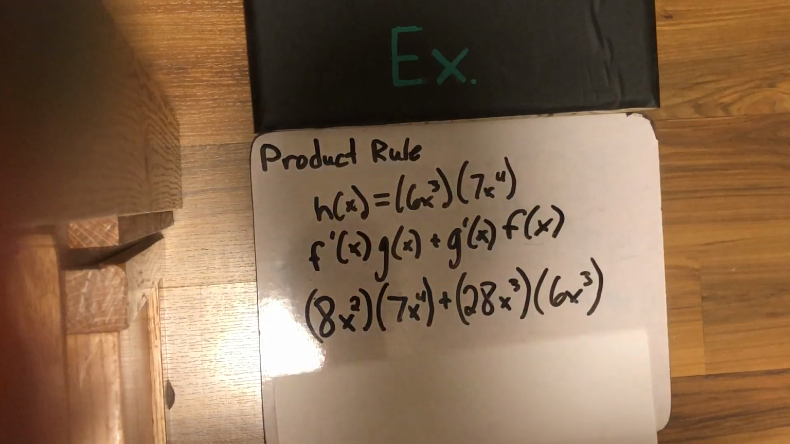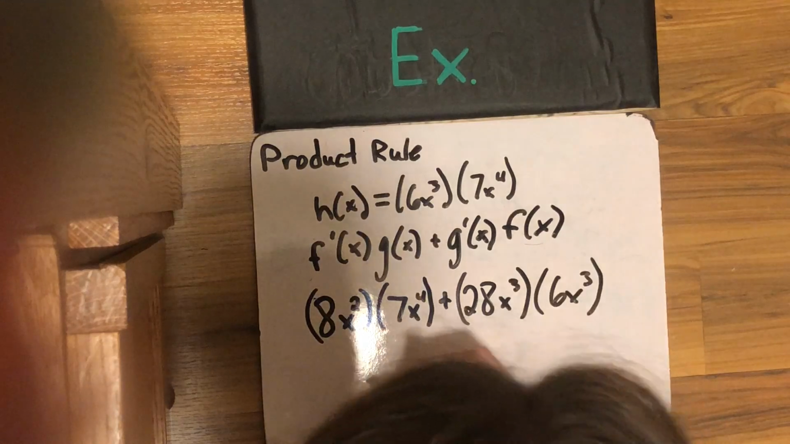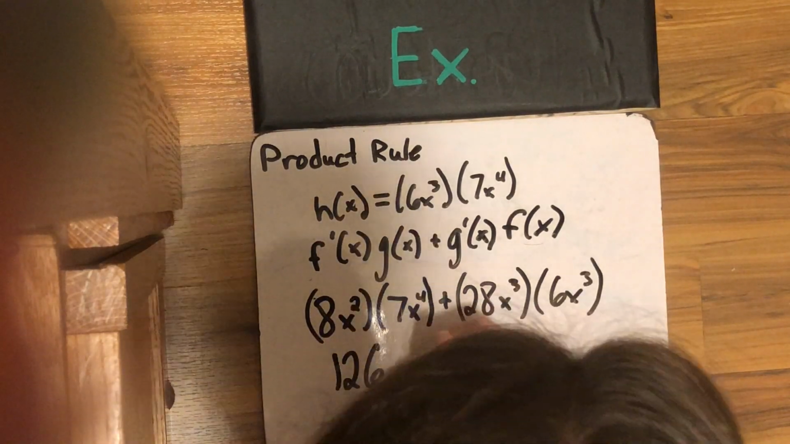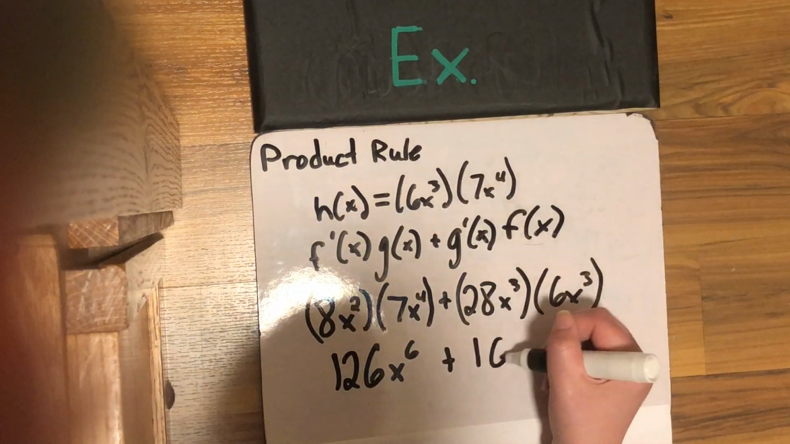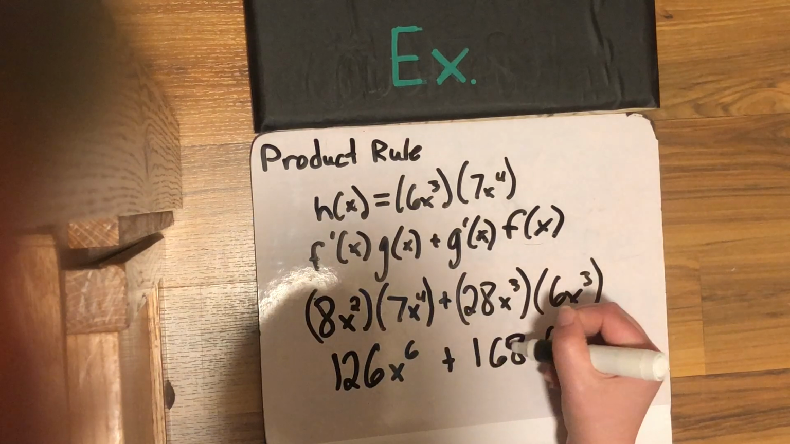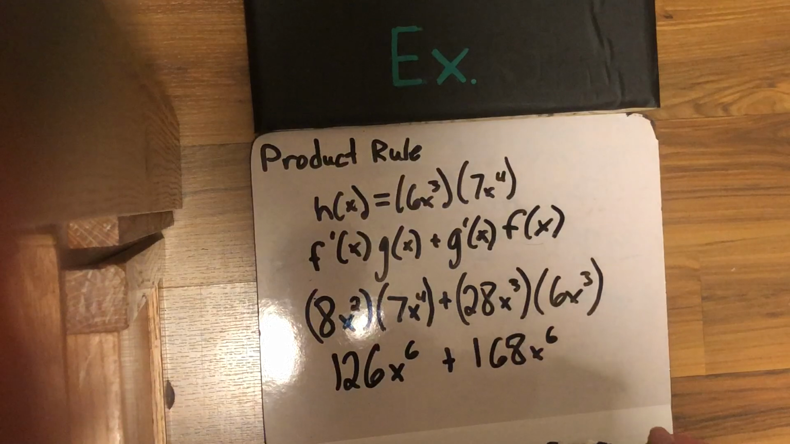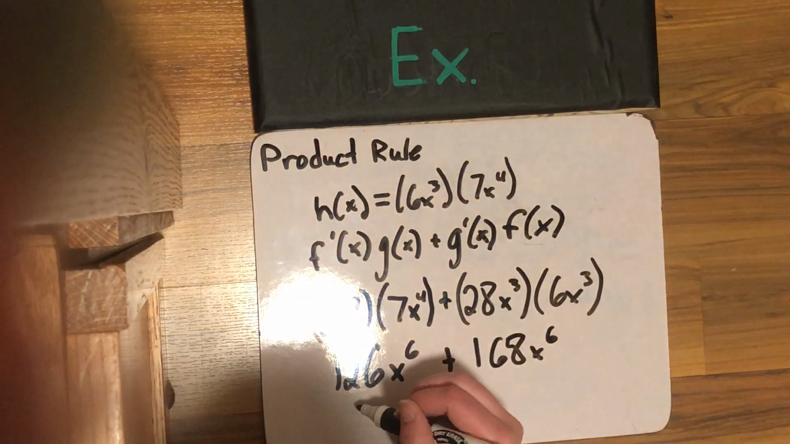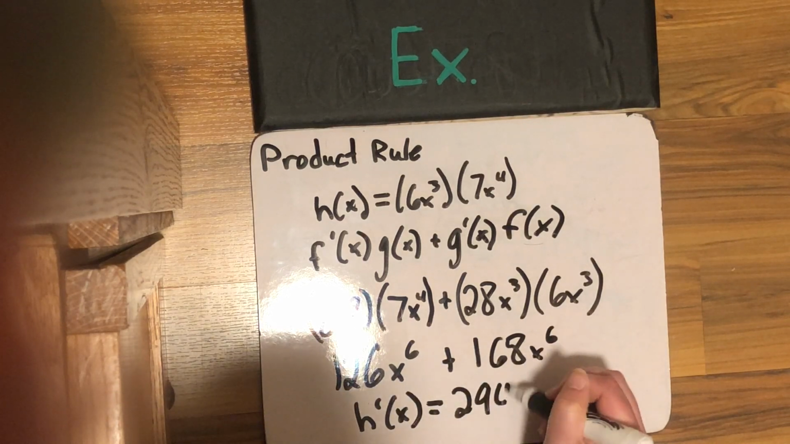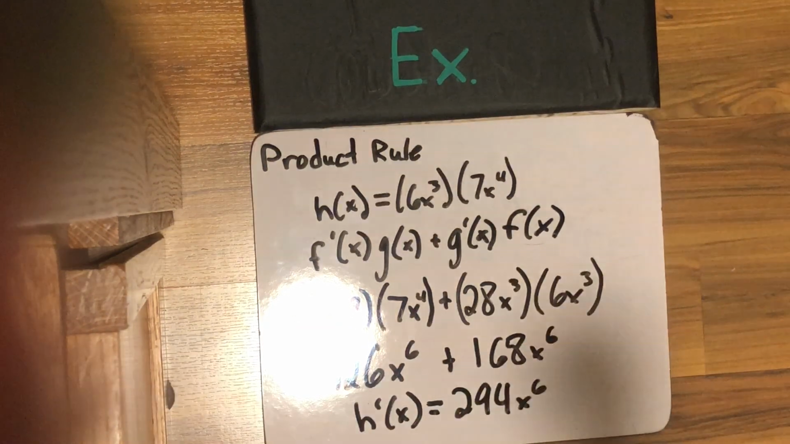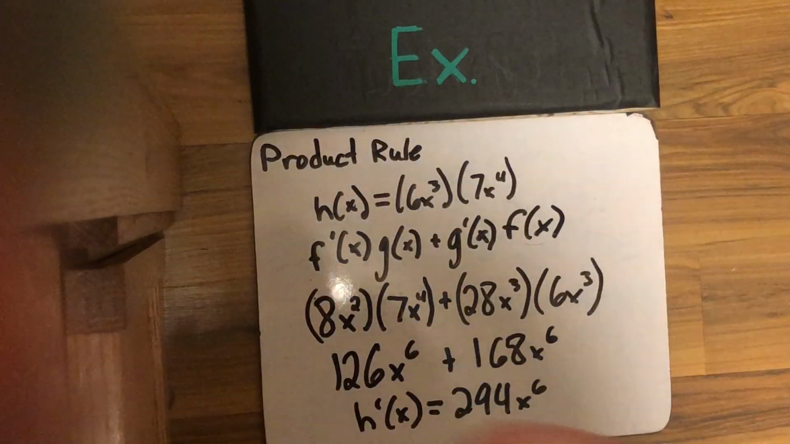Now, if we have to simplify this a little more, you can multiply these to get 126x to the sixth plus 168x to the sixth if you multiply these. And then adding these two together to simplify even further, we get h prime of x equals 294x to the sixth. So if you were following along with the math, that should be the answer you got for the product rule.